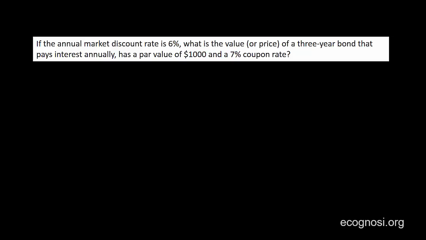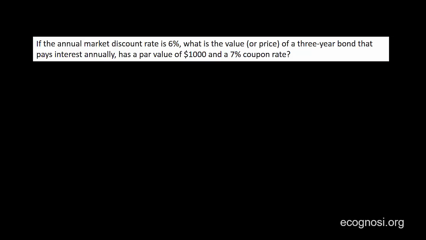Hi, let's go through a bond valuation example and see in practice what we've been discussing so far. So let's tackle this problem. If the annual market discount rate is 6%, what is the value or price of a 3-year bond that pays interest annually, has a par value of $1,000 and a 7% coupon rate?